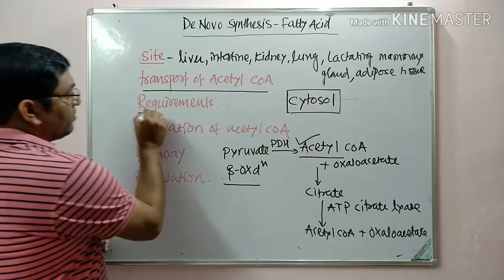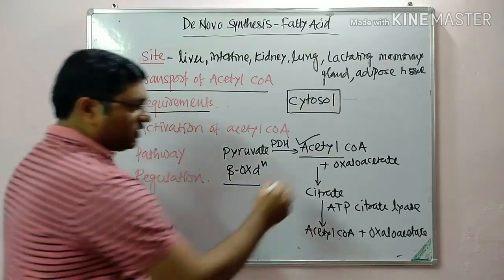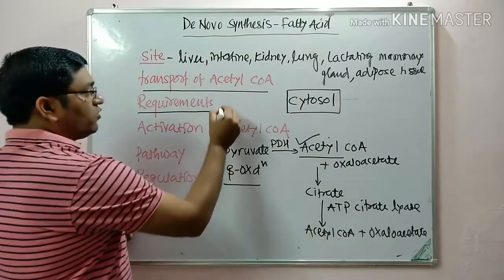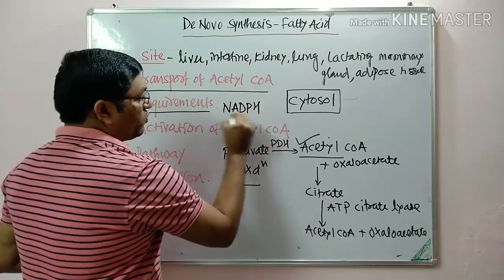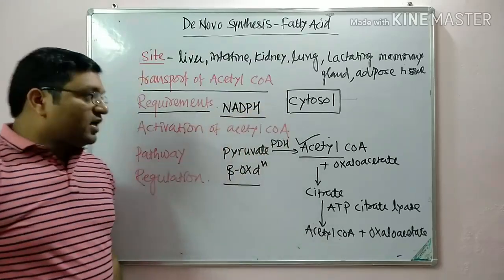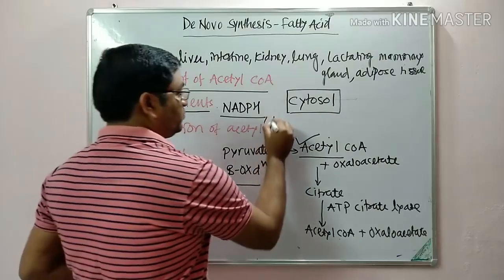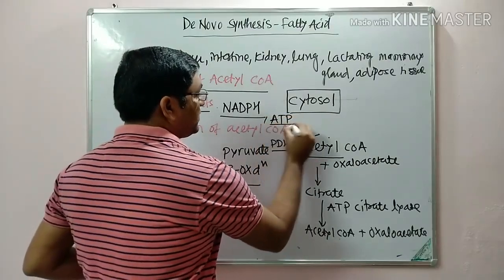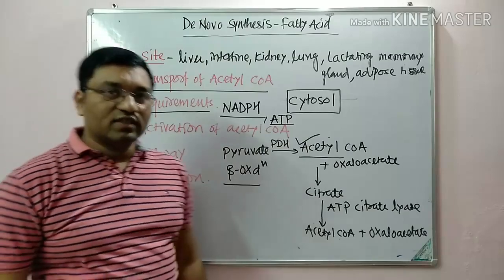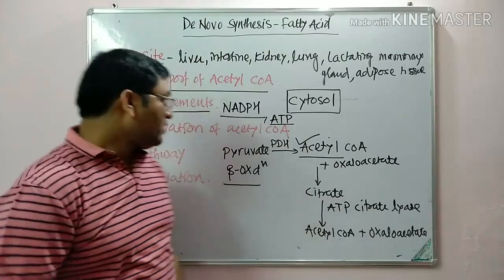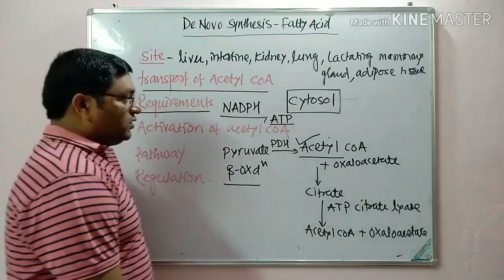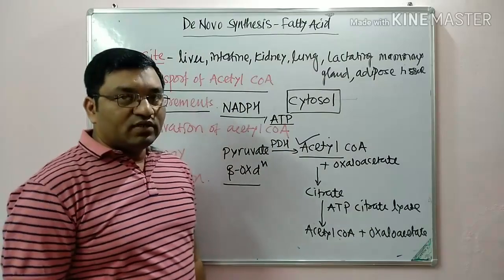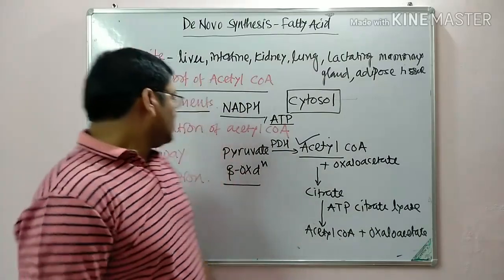Now the requirements. The basic requirement is acetyl coenzyme A first, followed by NADPH, which provides the reducing equivalent, and ATP. So this is the basic requirement for fatty acid synthesis: acetyl coenzyme A, NADPH, and ATP.